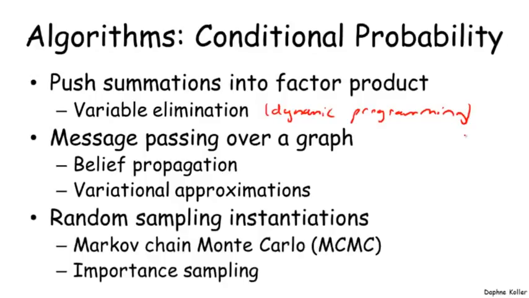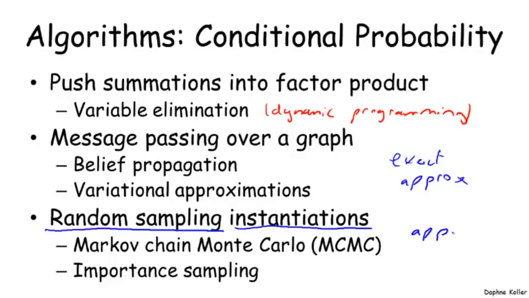And then finally, there's a very different class of algorithms that uses random sampling as the key technique, and it samples complete instantiations or assignments in a variety of different ways and uses those assignments to approximate the probability of a particular query. So here we have both exact and approximate methods, and this is an approximate method. And we'll talk about some of these in the remaining part of the section, of course.